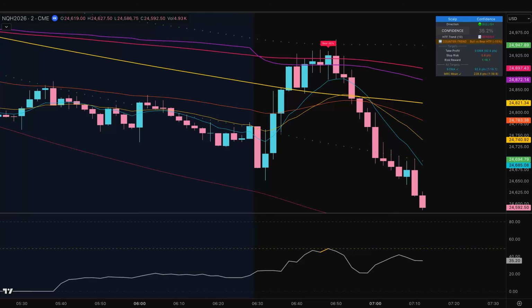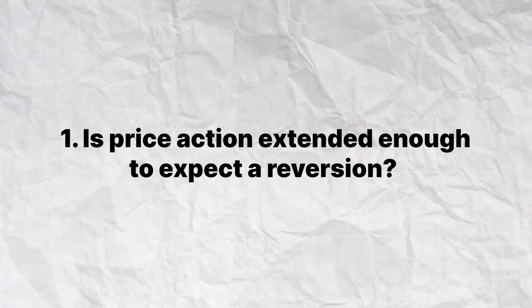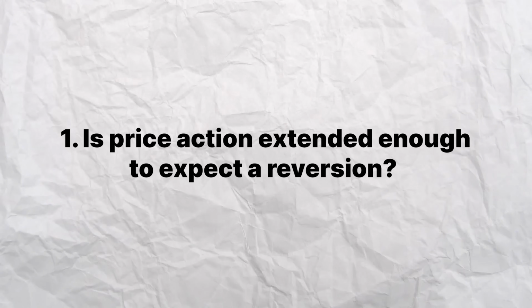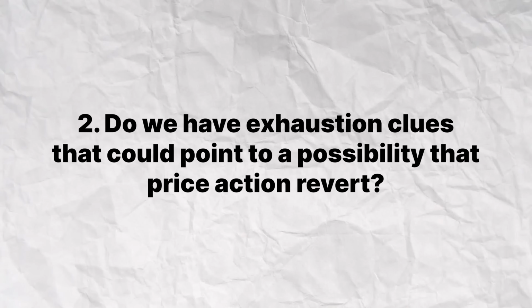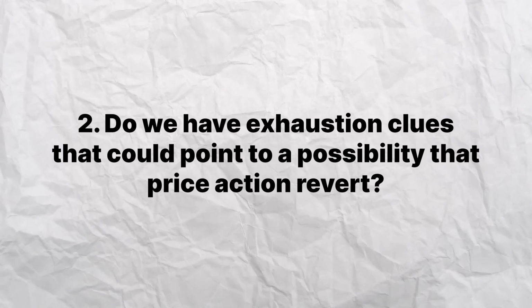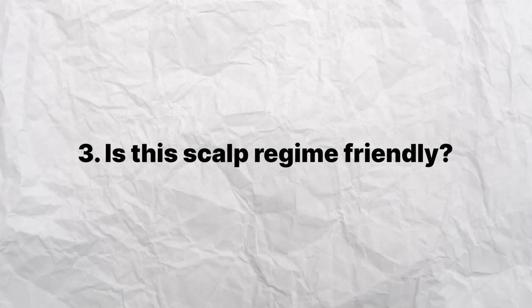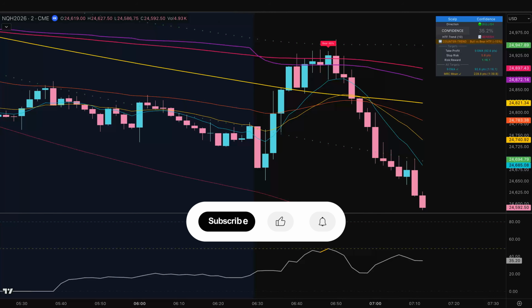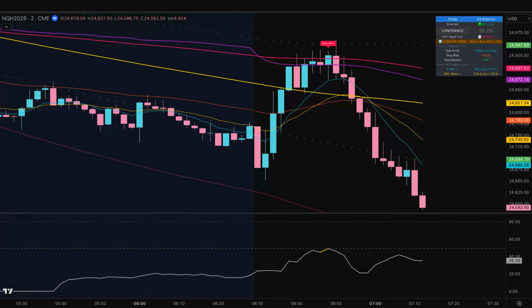It is a decision support tool that answers these 3 questions. Number 1, is price action extended enough to expect a reversion? Number 2, do we have exhaustion clues that point to a possibility that price action could revert? And number 3, is this scalp regime friendly? In other words, are you taking this trade in a balanced day under a positive gamma environment, or is this a trend day in a negative gamma environment? Ultimately, when you want to enter and exit the trade is up to you and your risk appetite.